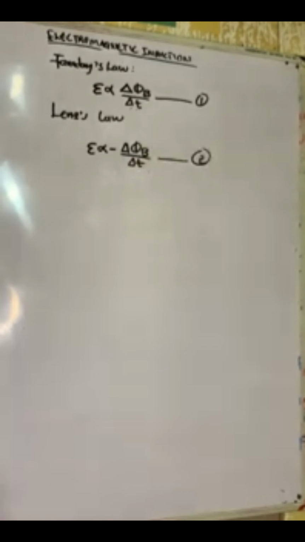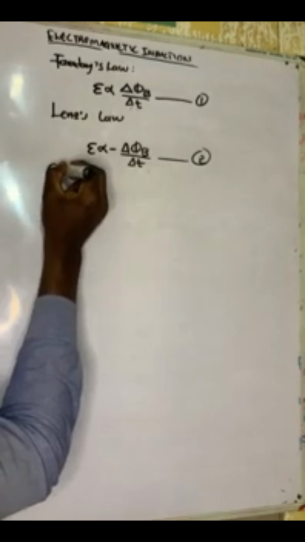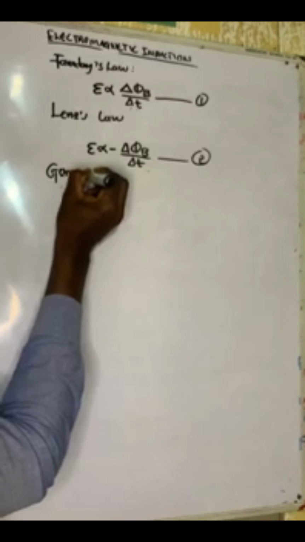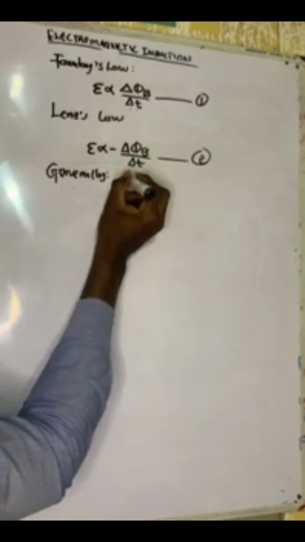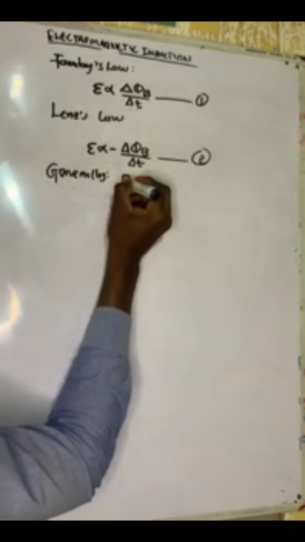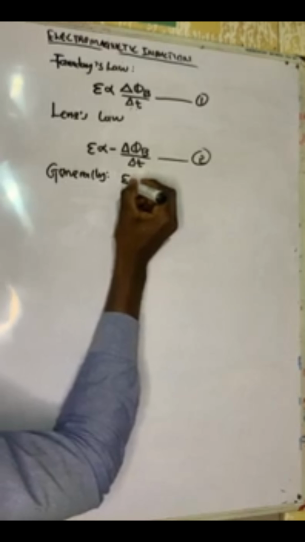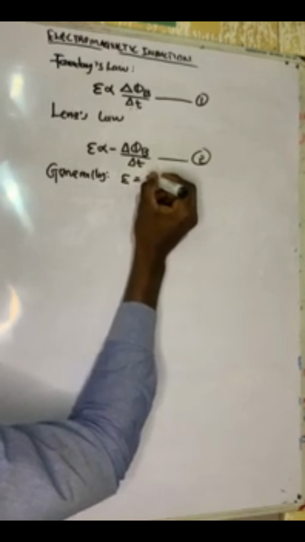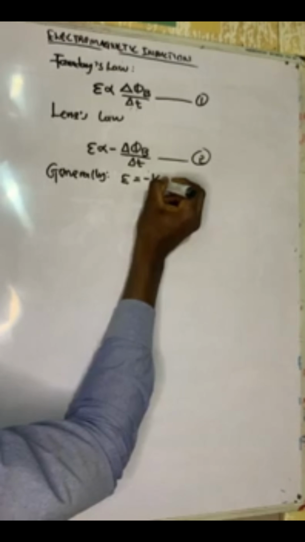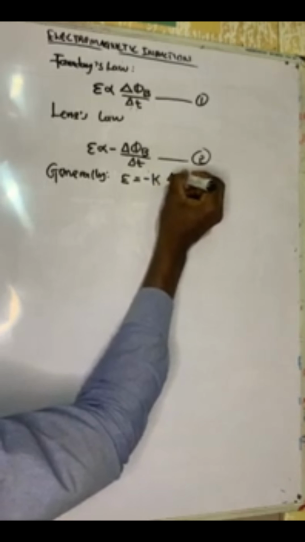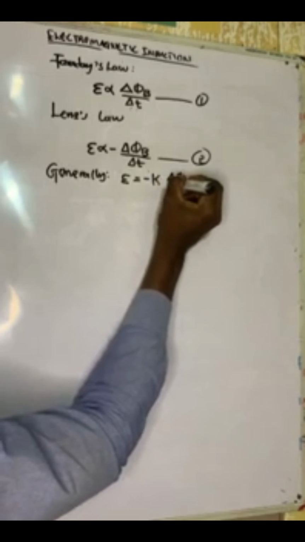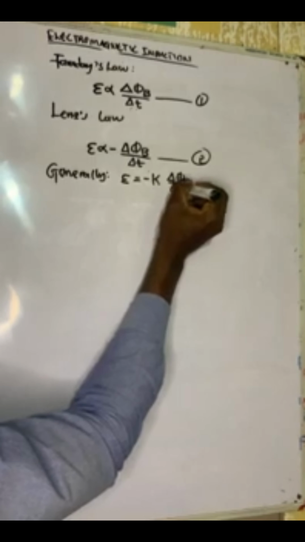So that is what Lenz came to. So generally we can say that the induced EMF during electromagnetic induction will be equal to a certain negative constant times the change in magnetic flux with respect to change in time.